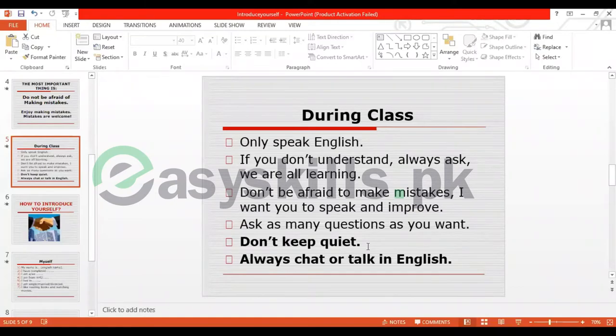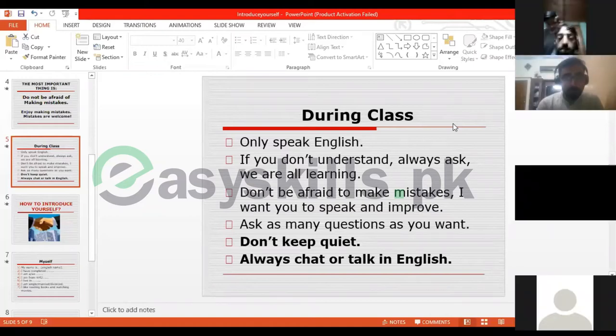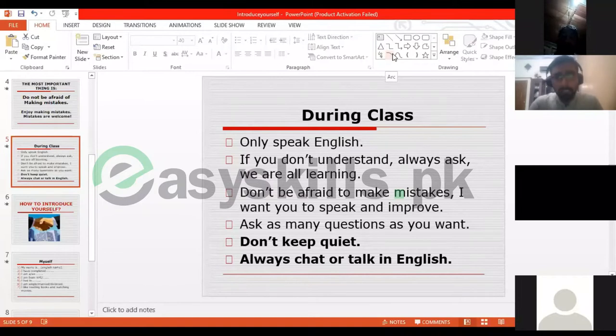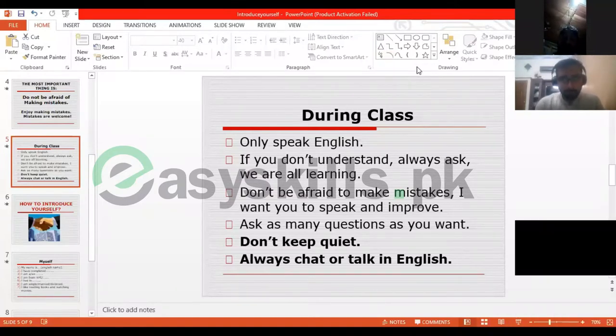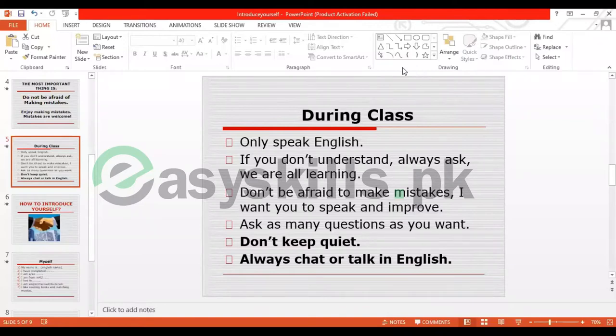Don't keep quiet. Iska matlab hai aapne khamosh nahi rehna hai. Do not keep quiet. Always chat or talk in English. Hamesha aapne bolna hai. You need to speak. You need to talk. When you are going to talk, when you are going to speak, you will learn. Here, I want to add up one thing. Don't keep quiet. Here, I would say, you need to become CBL.